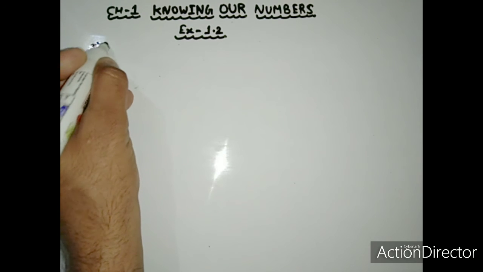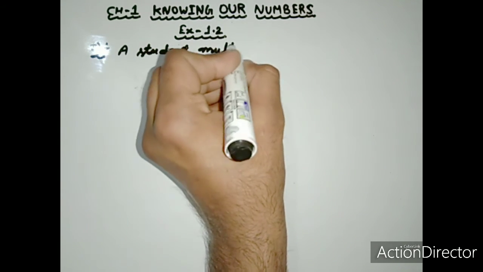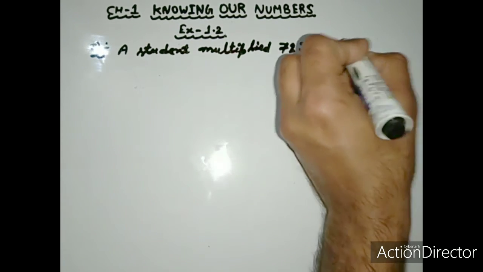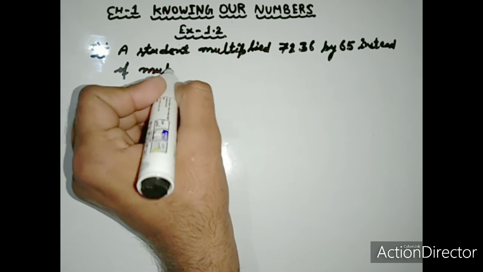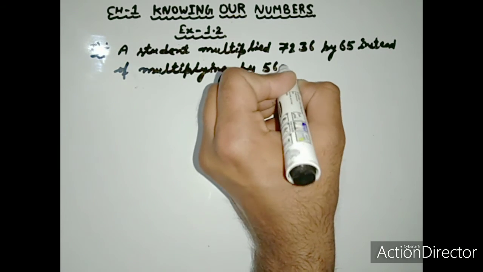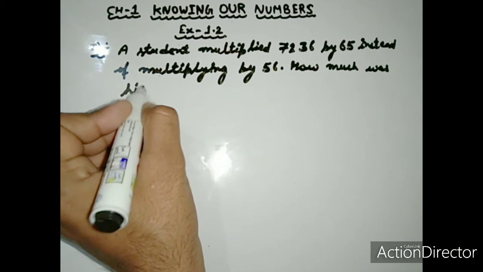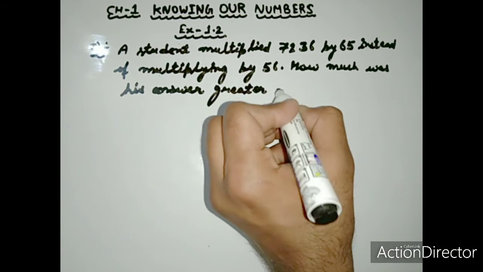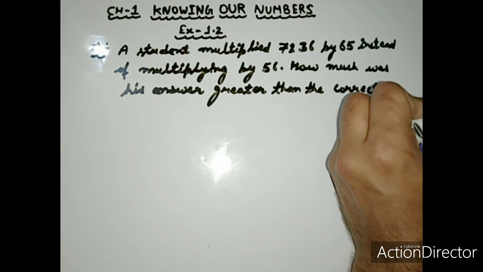Now here we solve another question. A student multiplied 7236 by 65 instead of multiplying by 56, how much was his answer greater than the correct answer?